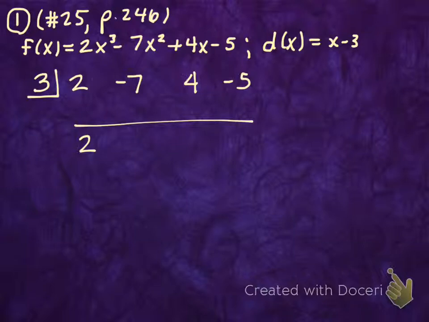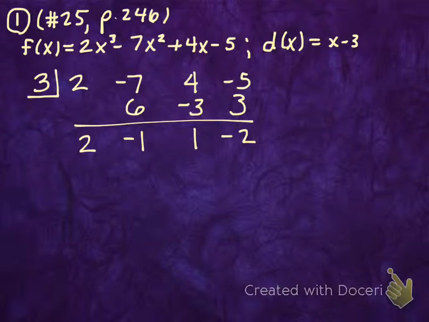Bring the 2 down, multiply up, gives us 6. Adding gives us negative 1. Multiply down, bring the product up, gives us negative 3. Add, we get 1. And then 3 times 1 is 3. And we add and get negative 2. So now we translate our answer.